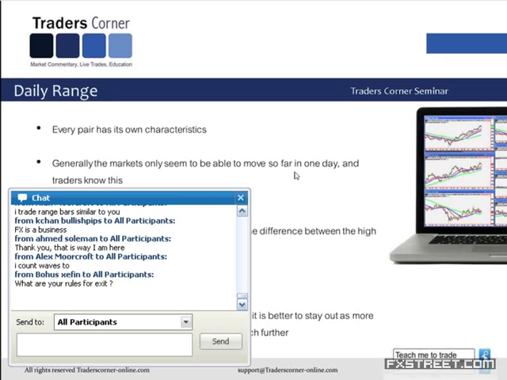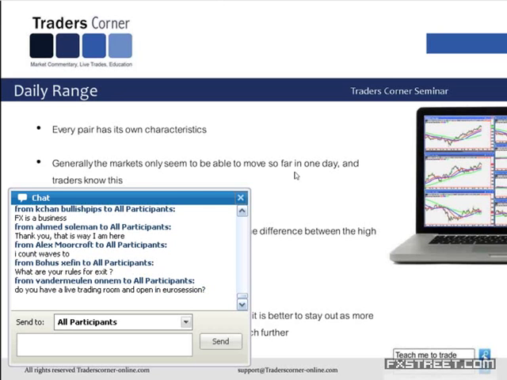My rules for exit are literally below the swing point, or I watch price action for the momentum starting to fade, or at the sort of next resistance or support point.